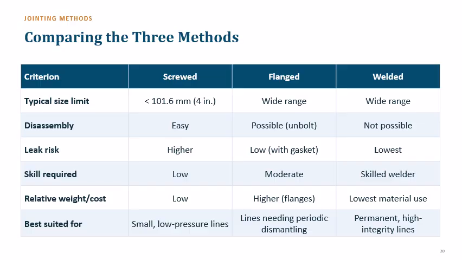Then it is more suitable where the different joints are more suitable. In terms of screwed connection, it is best suited for small low pressure lines, and flanged connection is best suited for lines needing periodic dismantling, and in terms of welded connection, it is best suited for permanently high integrity lines. So this is about the comparison of the different jointing methods.